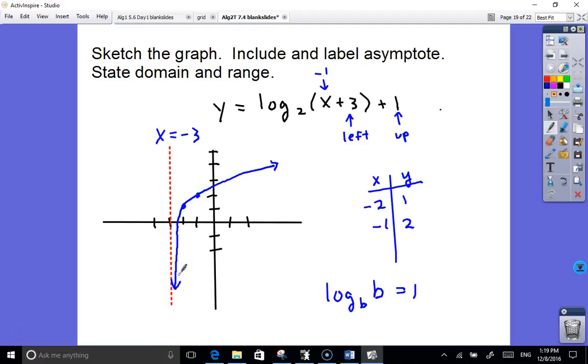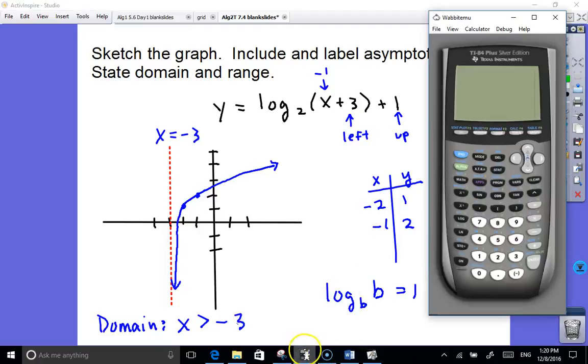Okay, now, what is the domain? Right, the domain is x is greater than -3. What is the range? All real numbers, right? Okay, now before we go to the next slide, with your calculator, let's put this in the calculator to see what the graph looks like if you do it there. Because it's something you have to see, right?